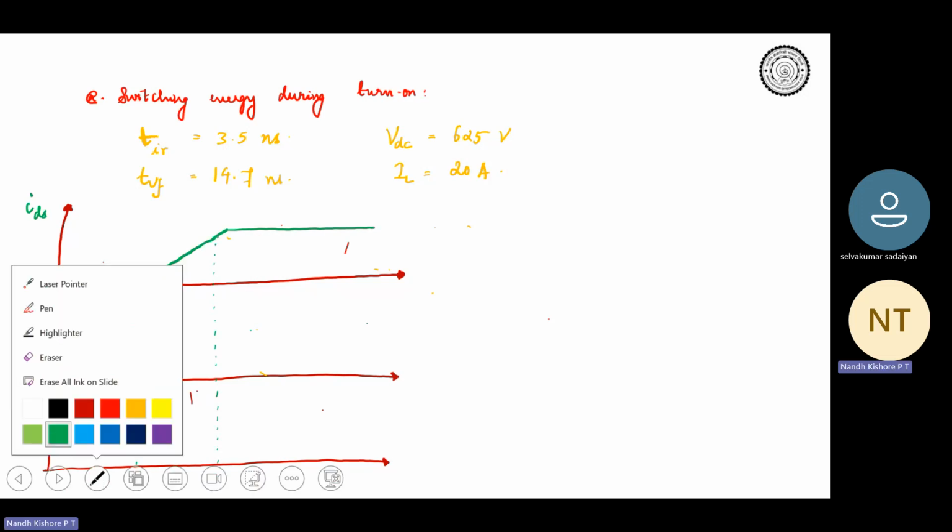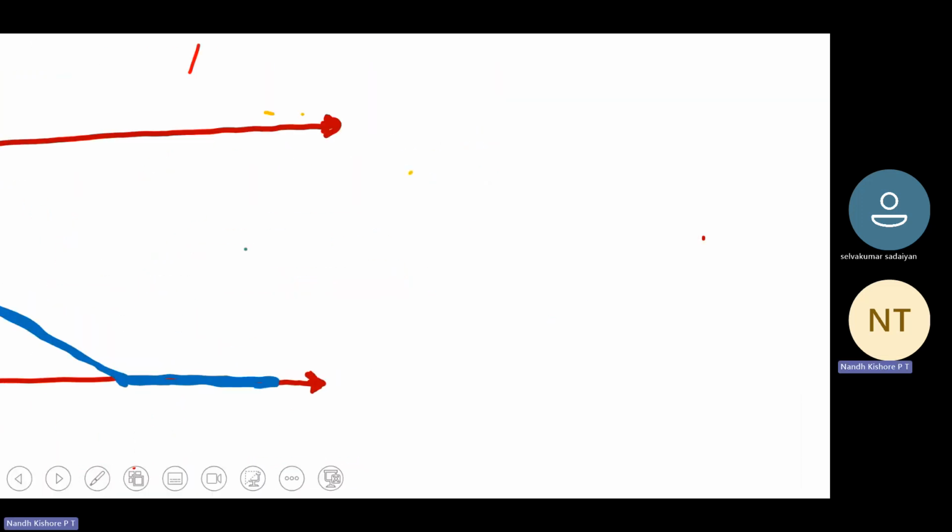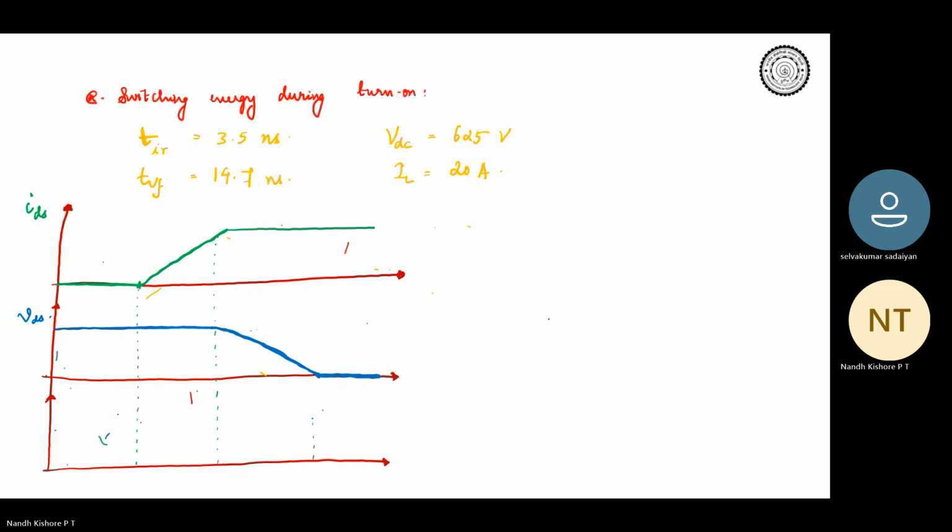And what about your voltage? VDS remains at VDC till this point, and then it will fall down to 0, right? So this is IL, this is VDC, this is 0, and this is 0.